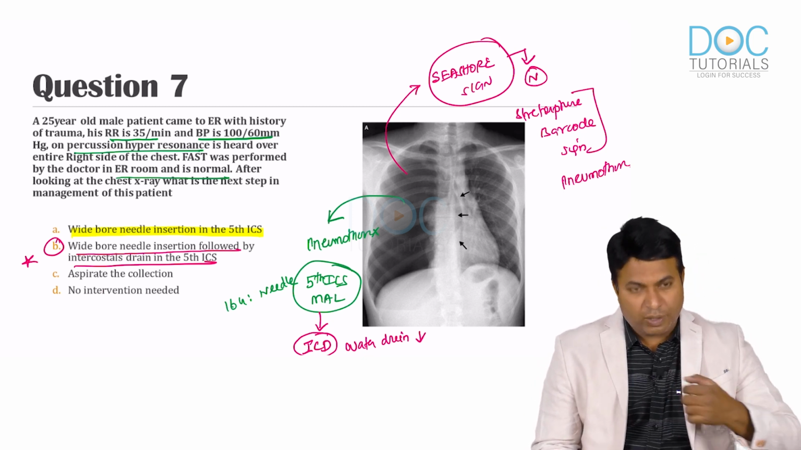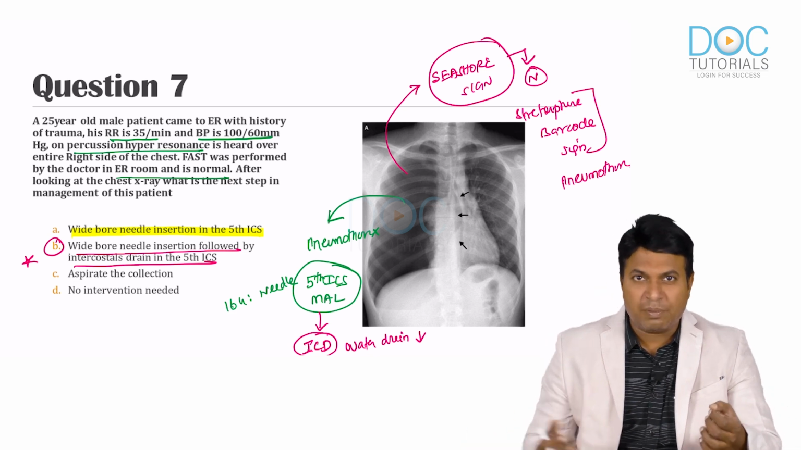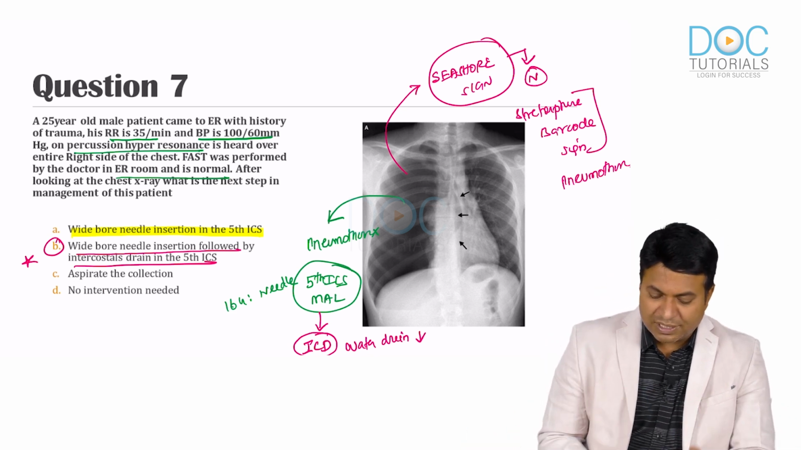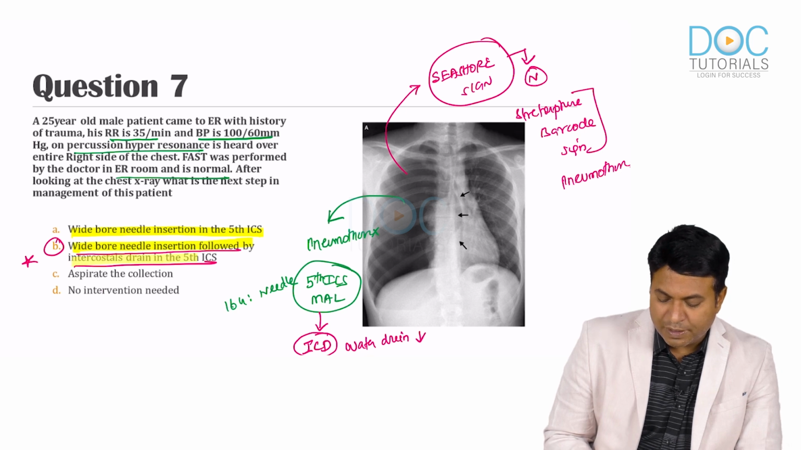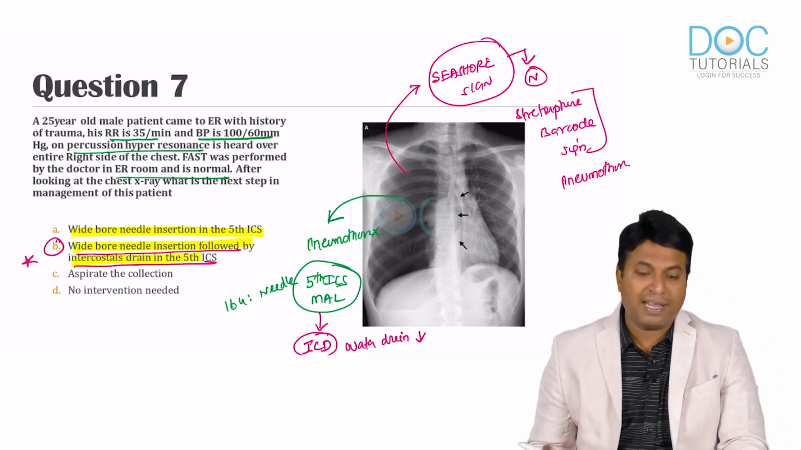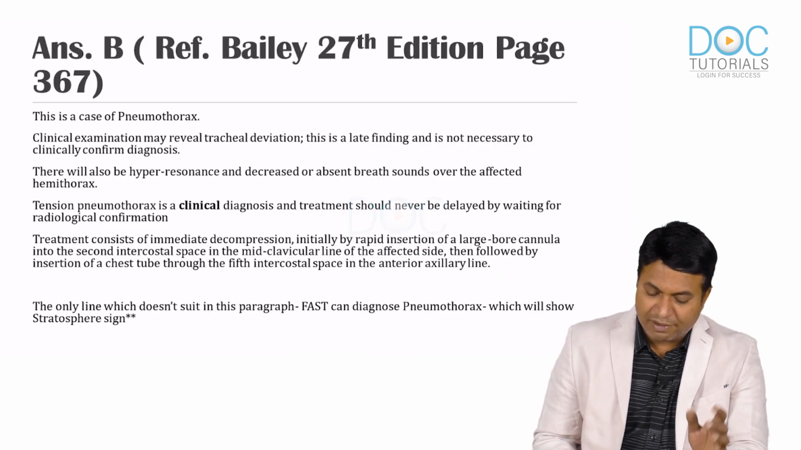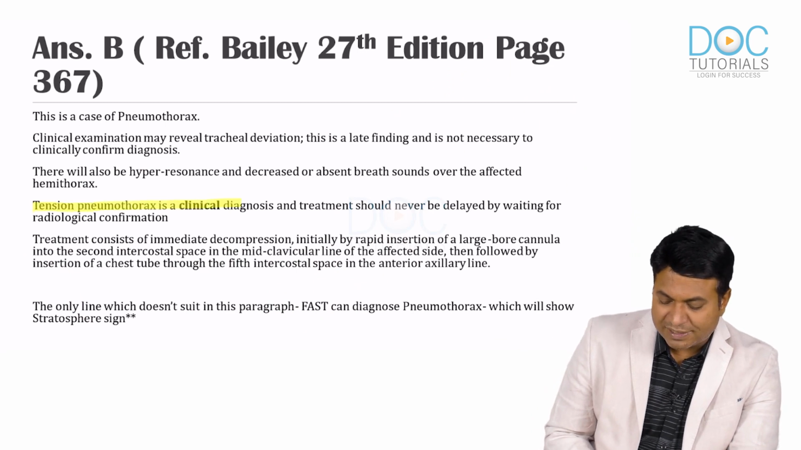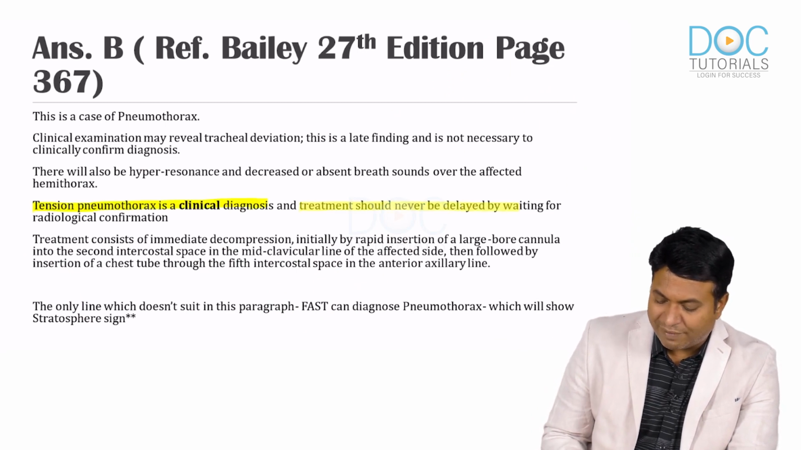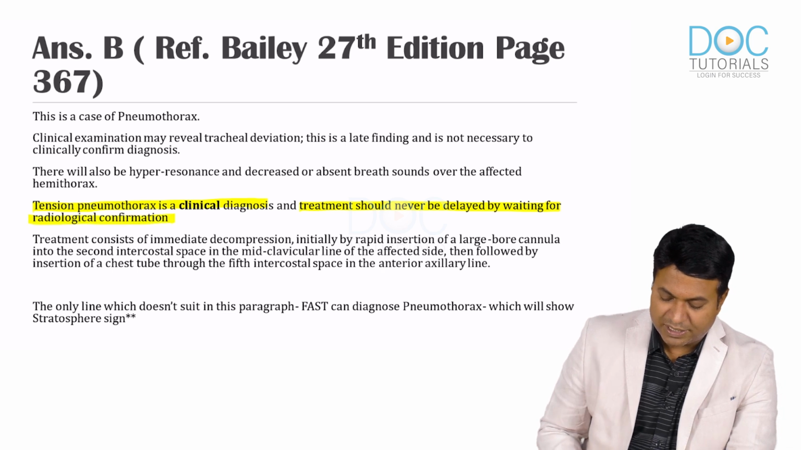Wide bore needle, we put a wide bore needle, and within 5 or 10 minutes I can arrange an ICD and put it in. So the correct answer for this is B. This is also a direct line from Bailey's law. Please remember, this is a direct line: tension pneumothorax is a clinical diagnosis and treatment should never be delayed waiting for radiological confirmation.